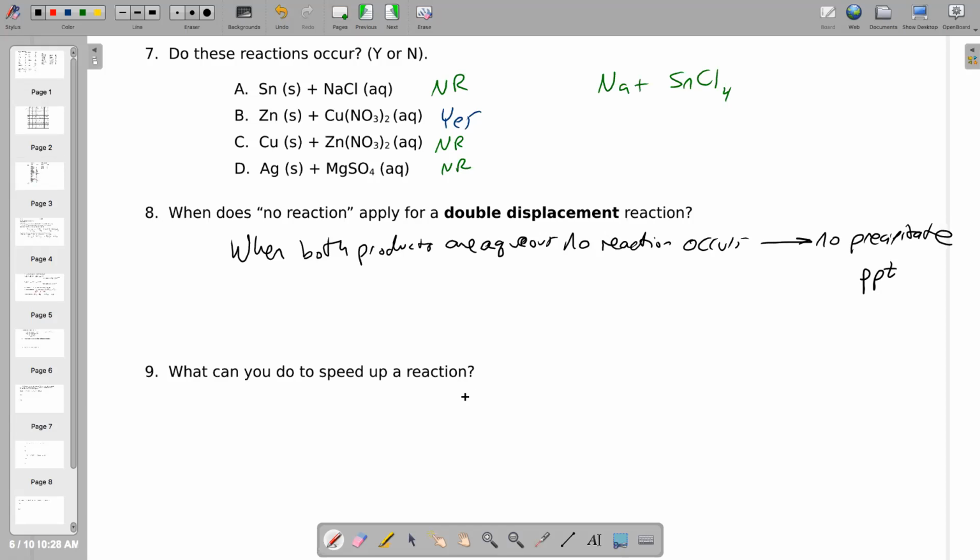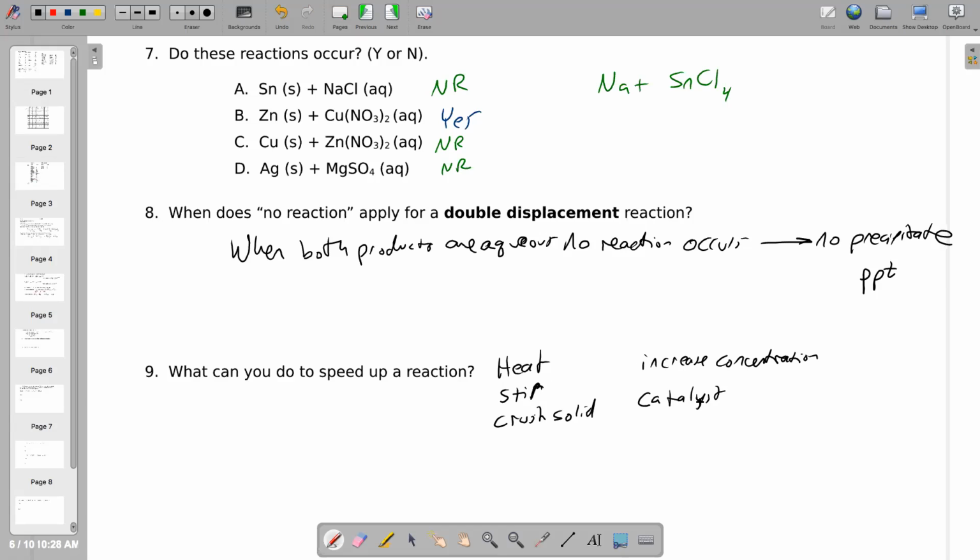What can you do to speed up a reaction? So that's the thing about the Alka-Seltzer lab. You can heat it, you can stir, you can crush any kind of solid. You can increase the concentration. And then, oh, you can use a catalyst. Any of those kind of things will help you out.